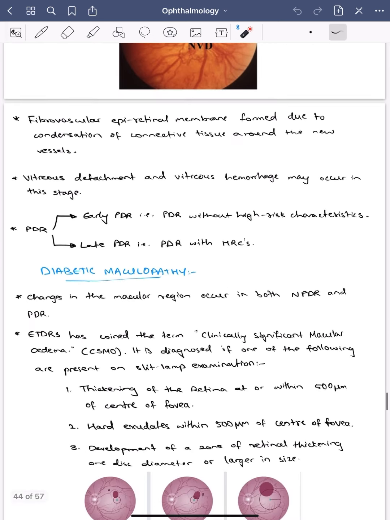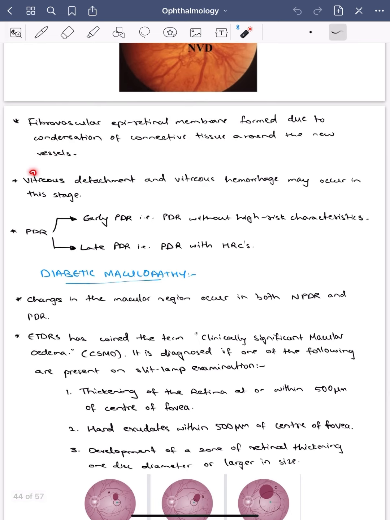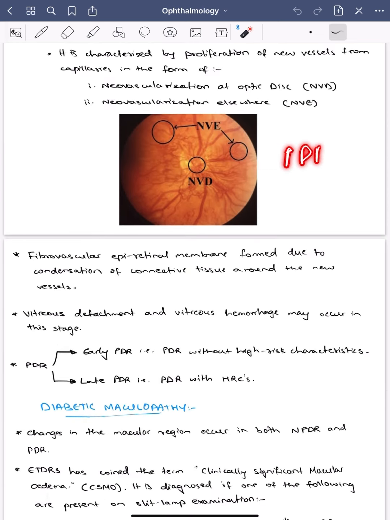Then other features include the formation of a fibrovascular epiretinal membrane. Now, this is formed due to the condensation of connective tissue around the new vessels. Then the third feature is vitreous detachment, and vitreous hemorrhage may occur in this stage. Now, proliferative diabetic retinopathy is again classified as early PDR and late PDR. Now, early PDR is PDR without the high risk characteristics, and late PDR is PDR with the high risk characteristics. So this is about proliferative diabetic retinopathy. So remember, it is equal to neovascularization plus very severe NPDR.